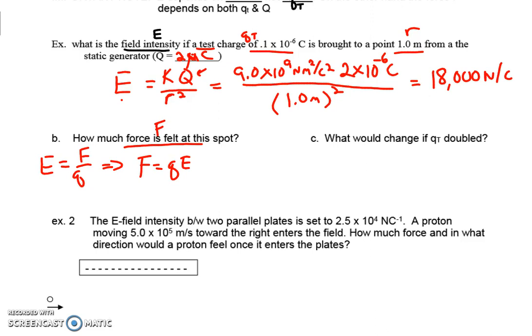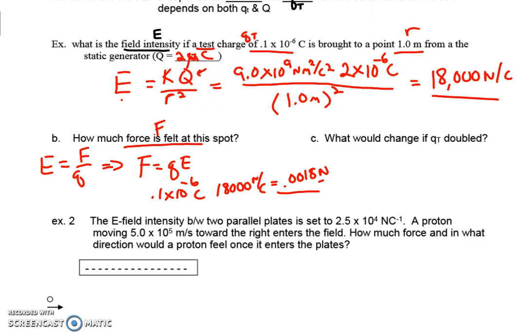So anyway, what's the charge, our qt? It was 0.1 times 10 to the negative 6 coulombs. Our field intensity, we found out, is 18,000 newtons per coulomb. So we multiply those 2 numbers, and we get 0.0018 newtons. It's got to be newtons because it's a force now. So we see that even though the field intensity is really large 1 meter away, when you're bringing a standard test charge, the amount of force is going to be small. We're not going to be dealing with coulombs of charge.